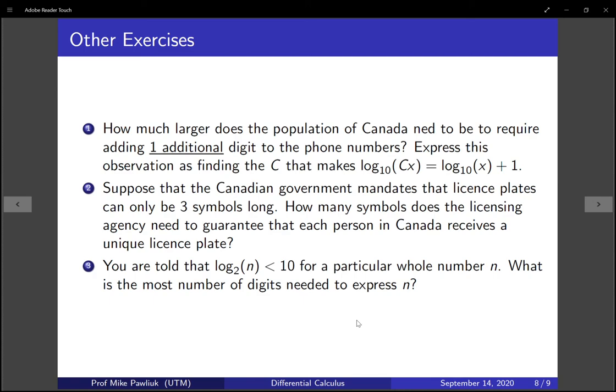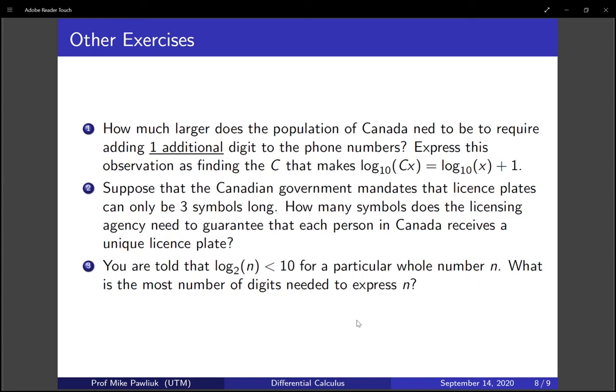Now for some exercises. How much larger does the population of Canada need to be to require adding one additional digit to the phone numbers? Express this observation as finding the C that makes log base 10 of C of X equal to log base 10 of X plus 1.